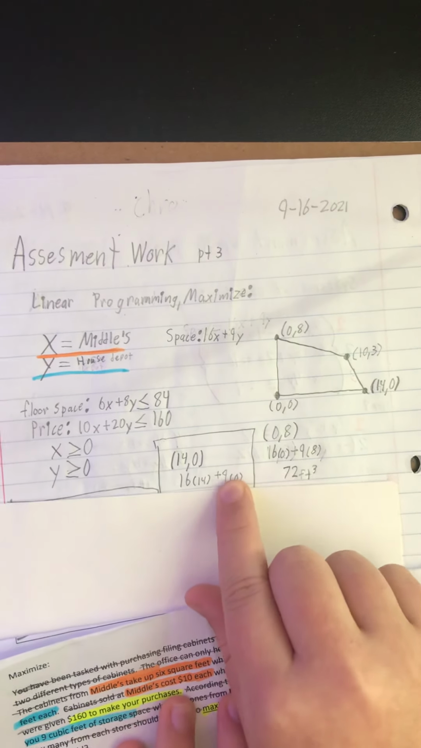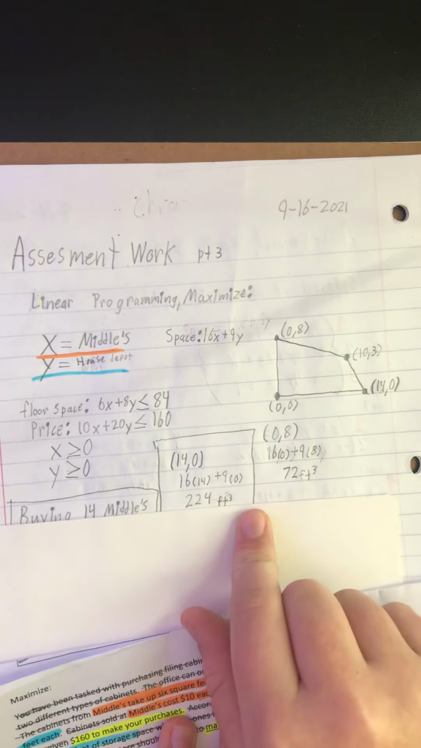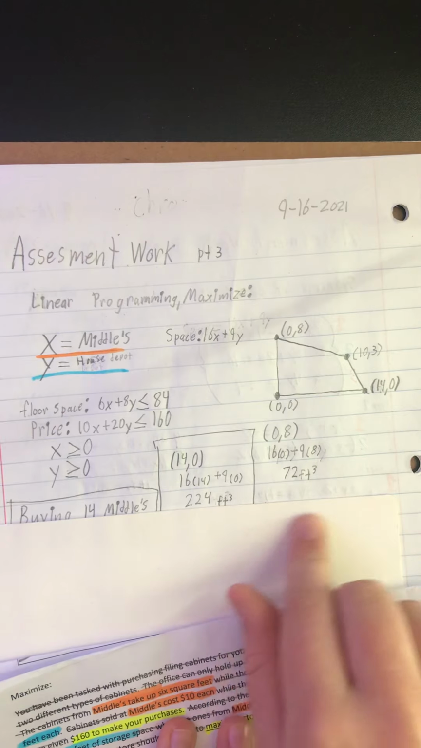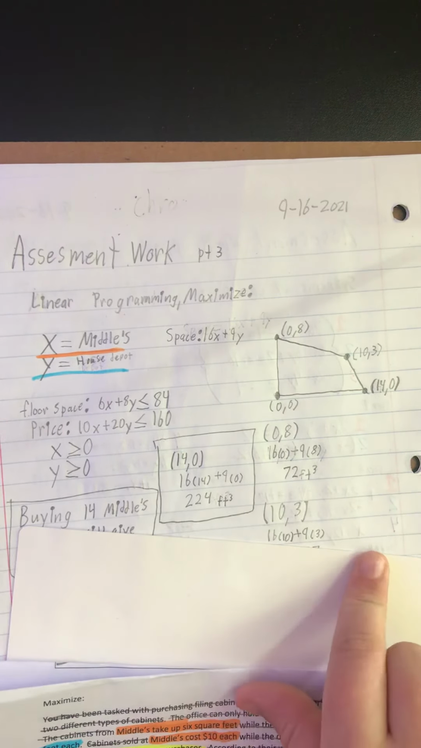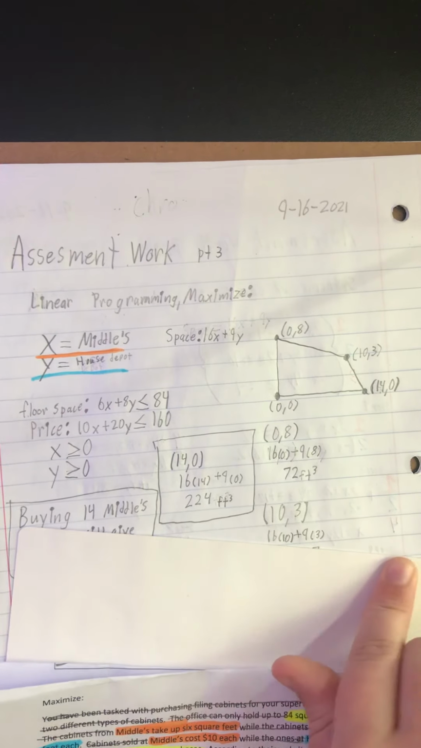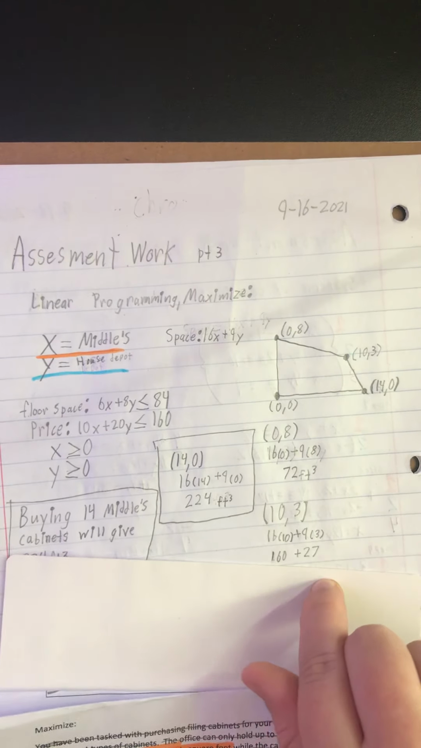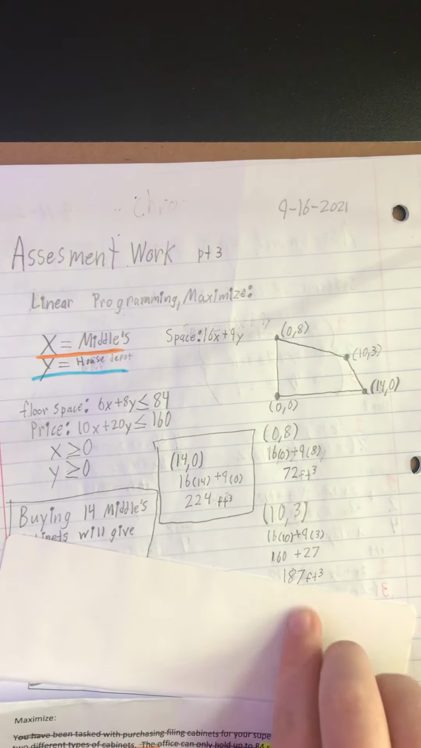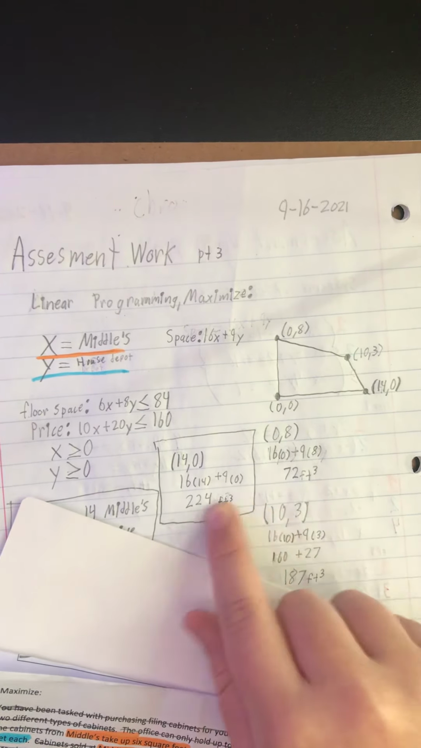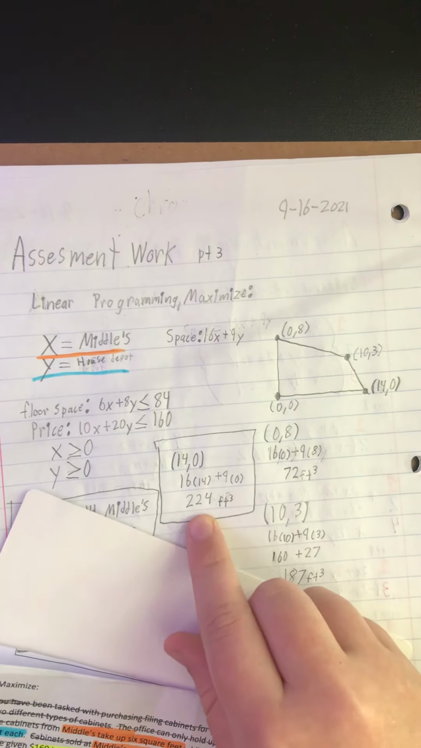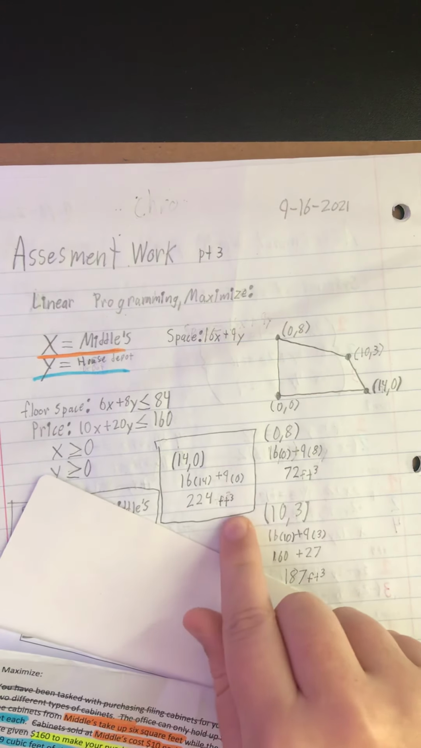(14, 0) is 16 times 14 plus 9 times 0, which gives us 224 cubic feet. And then (10, 3), which is 16 times 10 plus 9 times 3, which gives us 160 plus 27, and we end up with 187 cubic feet. Looking at all of these, the one that gives us the most space, which is the cubic feet, is (14, 0). So buying 14 Middles cabinets gives us 224 cubic feet.